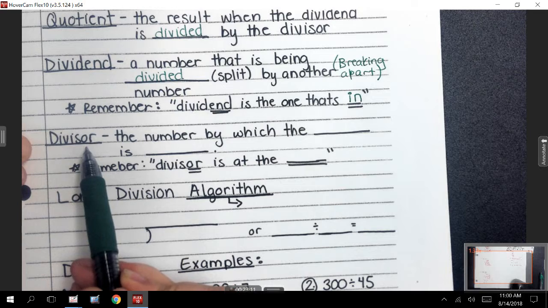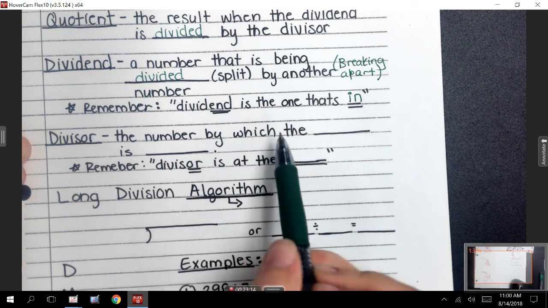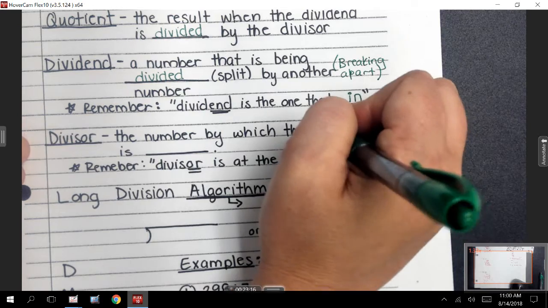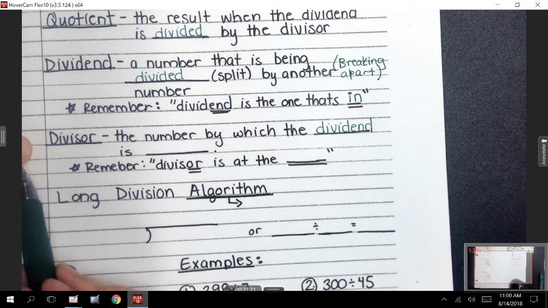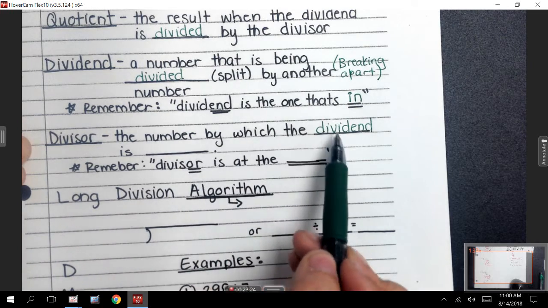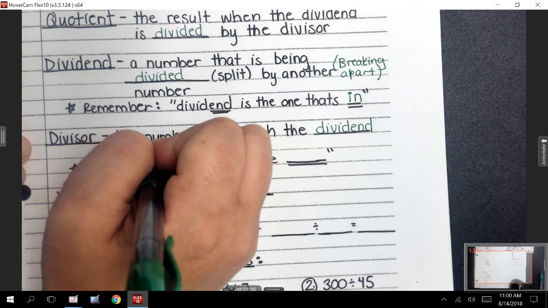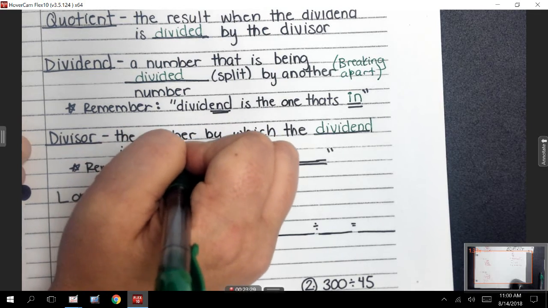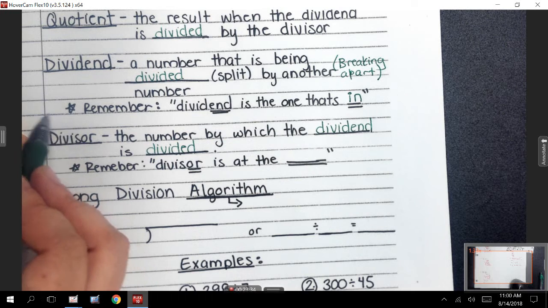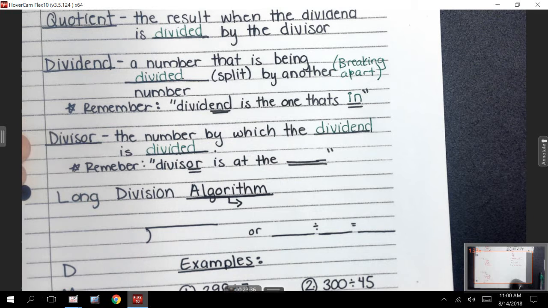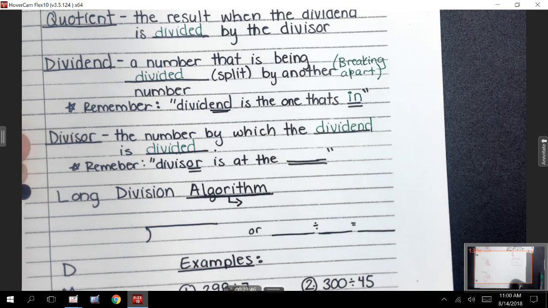The divisor is the number by which the dividend, the number that's being split up, is being divided. So this is the one doing the work. This is the one you're trying to put. The dividend's the one that's being divided. The divisor is the one that's doing the dividing. Okay, and we'll look at that in just a minute.